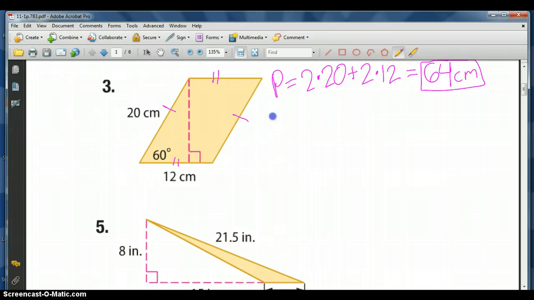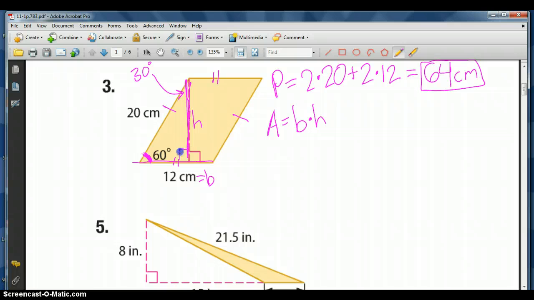Let's find our area. So our area is our base times our height. So our base here is 12, but our height is not given. So once again, we have to find the height. This time we're going to use special right triangles. Since this angle is 60 degrees, and that would make this angle 30 degrees, so we have a 30, 60, 90 triangle.